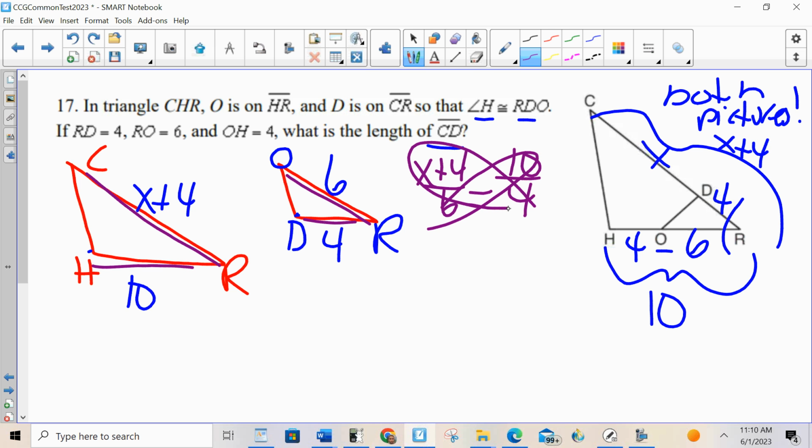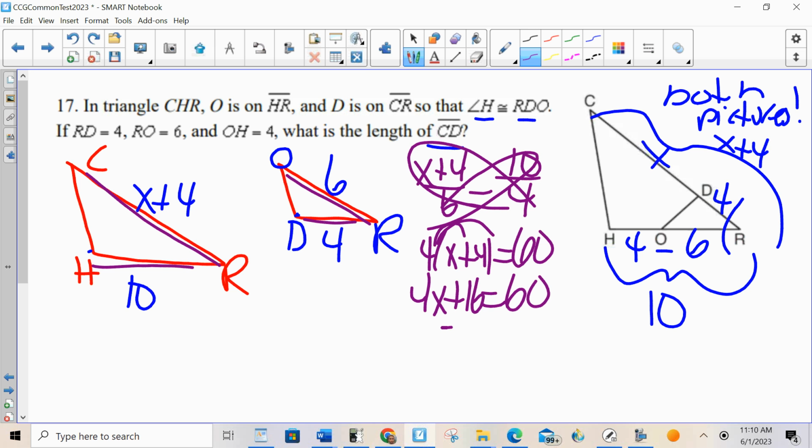Cross multiply and solve. 4 parentheses x plus 4 equals 60. 4x plus 16 equals 60. Minus 16. Algebra is fun. Divide by 4. X is 11.